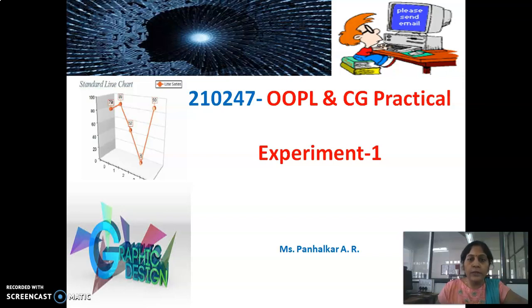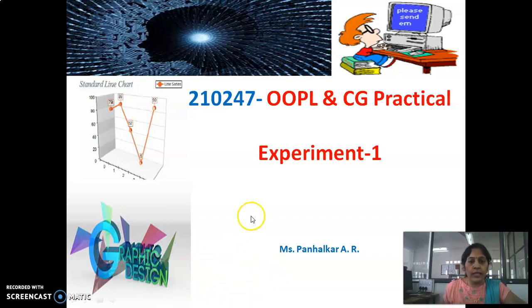As we have seen in previous videos, I have explained the basic concepts about graphics, then how to draw the basic graphics shapes by using the graphics.h library file that is already available in the C language. Now our main aim is to implement this practical in C++ with the use of the C++ concept called encapsulation.